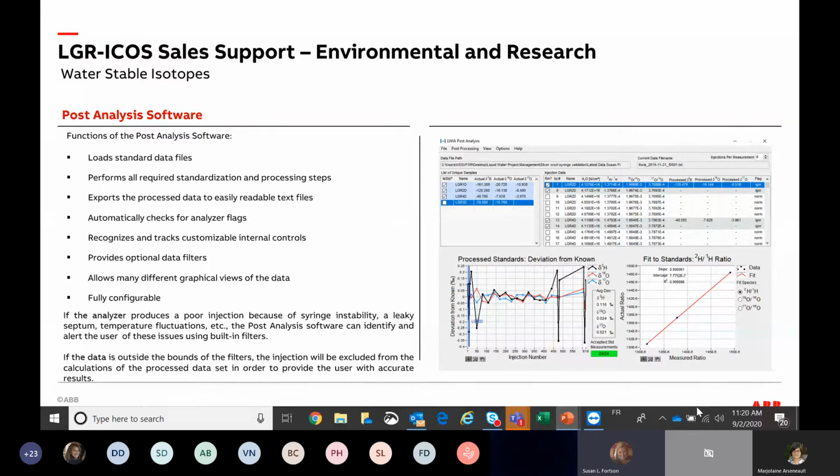It provides several data filters. For example, if the data is outside of the bounds of the filter, then the injection will be excluded from the calculations of the processed data in order to provide the user with accurate results. And it also allows many different graphical views of the data, as well as being fully configurable. Next slide.